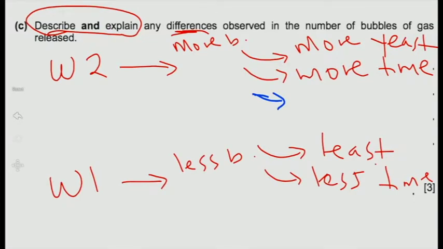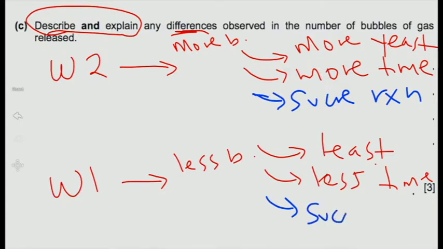So with that, we can say the differences in the trials were as a result of the sucrose reacting down the trials. Likewise here, the sucrose reaction with the yeast resulted in a reduced number of bubbles at trial number 3 compared to trial number 1 for both cases.